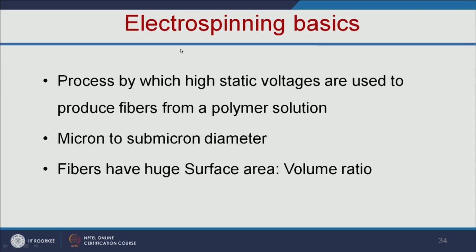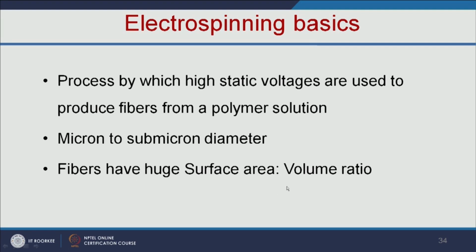The next approach is the electrospinning technique. This is a process by which high static voltages are used to produce fibers from a polymer solution. Here we can get micron to nanometer size diameter fibers, and the fibers have a huge surface area to volume ratio.